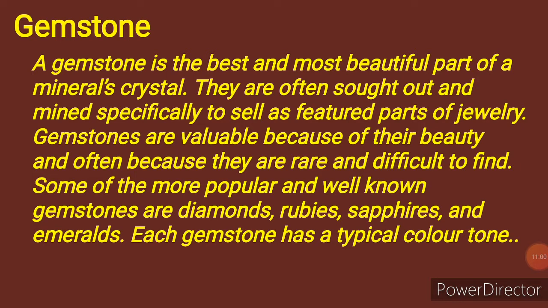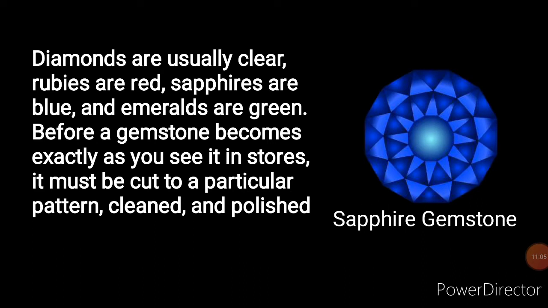Each gemstone has a typical color tone. Diamonds, for example, are usually clear. They don't have color. You can see through them, is it not? Yes, they are shining, very beautiful, attractive. Rubies, on the other hand, are red. They are also shiny. Why? Because they have crystals. Okay. Sapphires are blue, the one you are seeing on my screen right now. And then emeralds are what? They are green. Before a gemstone becomes exactly as you see it in stores, it must be cut to a particular pattern, cleaned and what? Polished. Do you see it now?